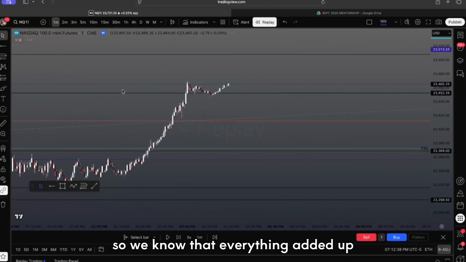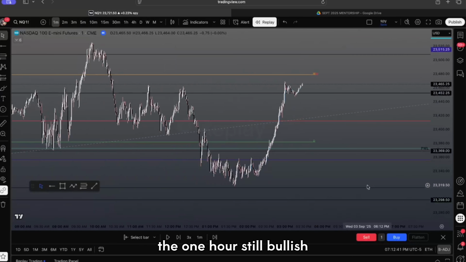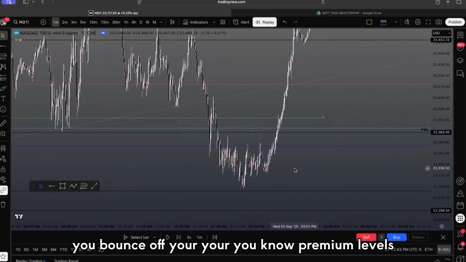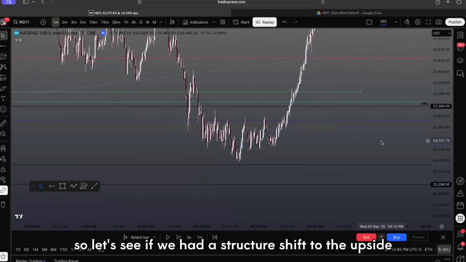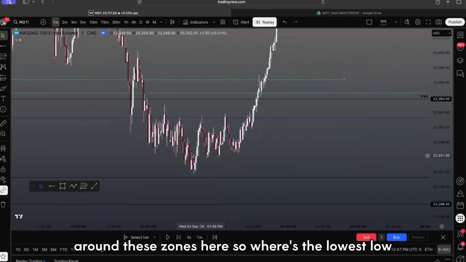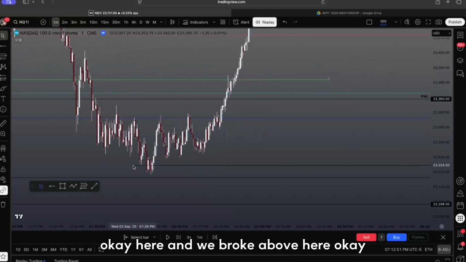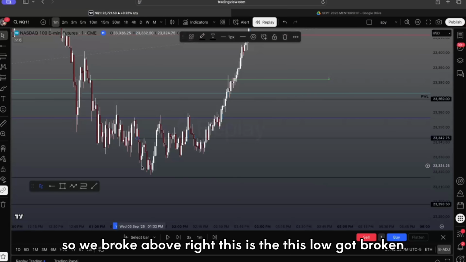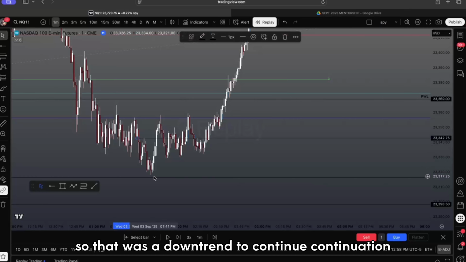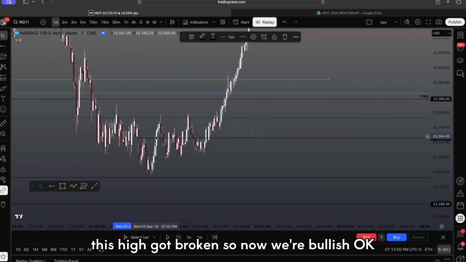So we know that everything added up. The 1 hour is still bullish. You bounce off your premium levels. So let's see if we had a structure shift to the upside around these zones here. So where's the lowest low? Okay, here. And we broke above here. Okay, so we broke above, right? This low got broken, so that was the downtrend continuation. This high got broken, so now we're bullish.